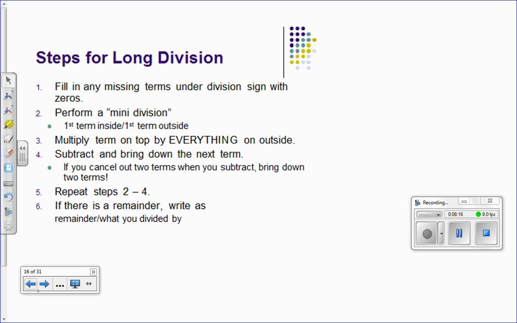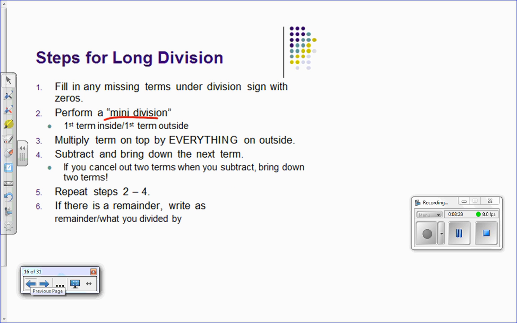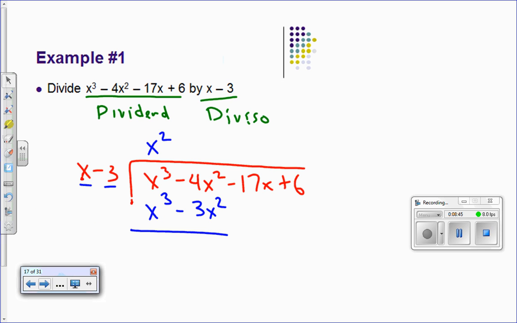Step 1, perform a mini division. You're going to take the first term divided by the outside term. So x to the 3rd divided by x is your x squared. Then multiply that by the divisor, by both terms. I get x to the 3rd minus 3x squared. We're going to subtract, multiply the term on top of everything, subtract and bring down the next term. Now, when we subtract, I like to change the signs and add. So the x to the 3rds cancel, and I'll get negative x to the 2nd, and then I'll bring down the minus 17x. At this point, we're going to lather, rinse, and repeat.